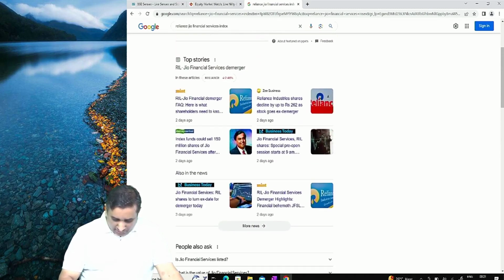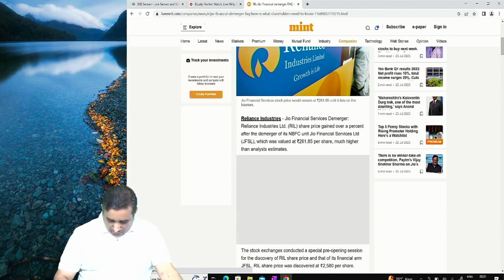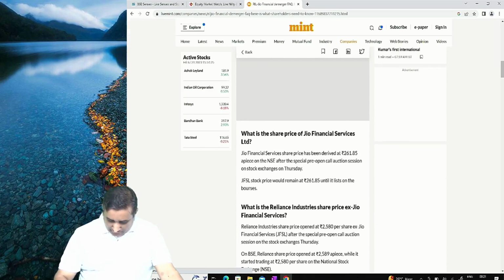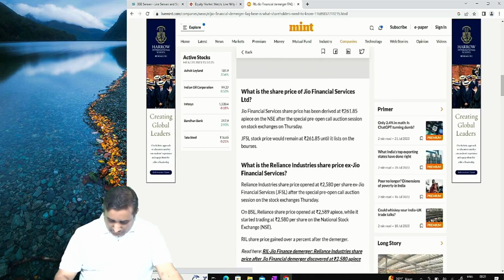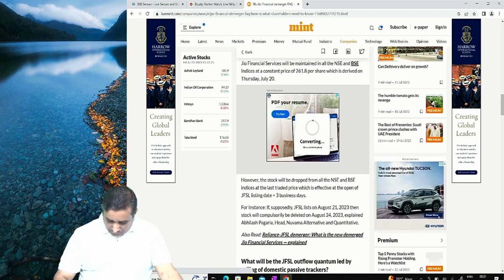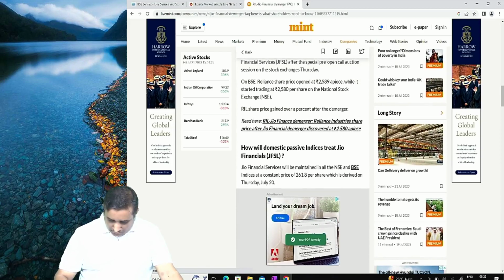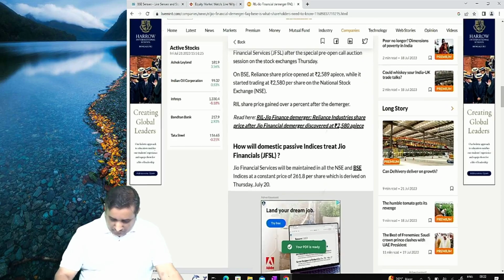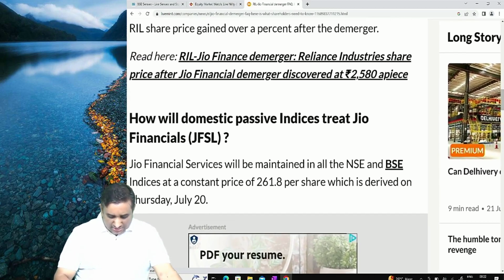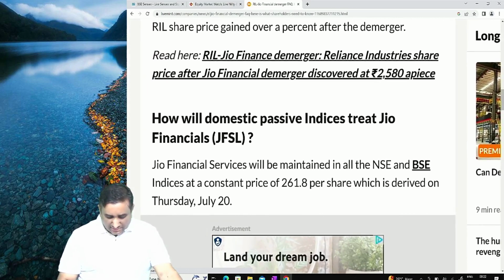Now let me read any of the articles. Now Reliance will become part of this. Look at this. Geo Financial Services will be maintained in all NSE and BSE indices at constant price. Try to understand what I mean here.